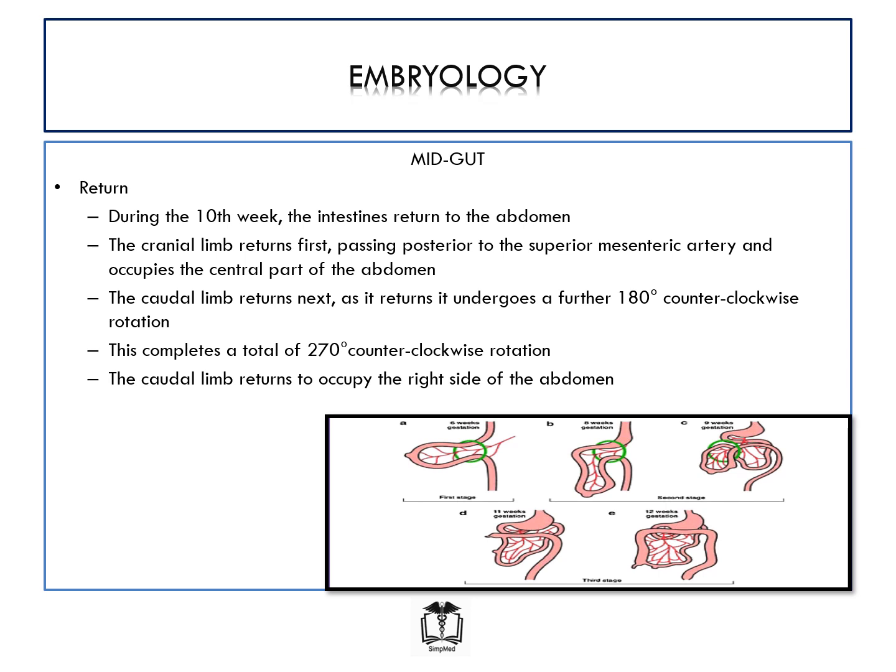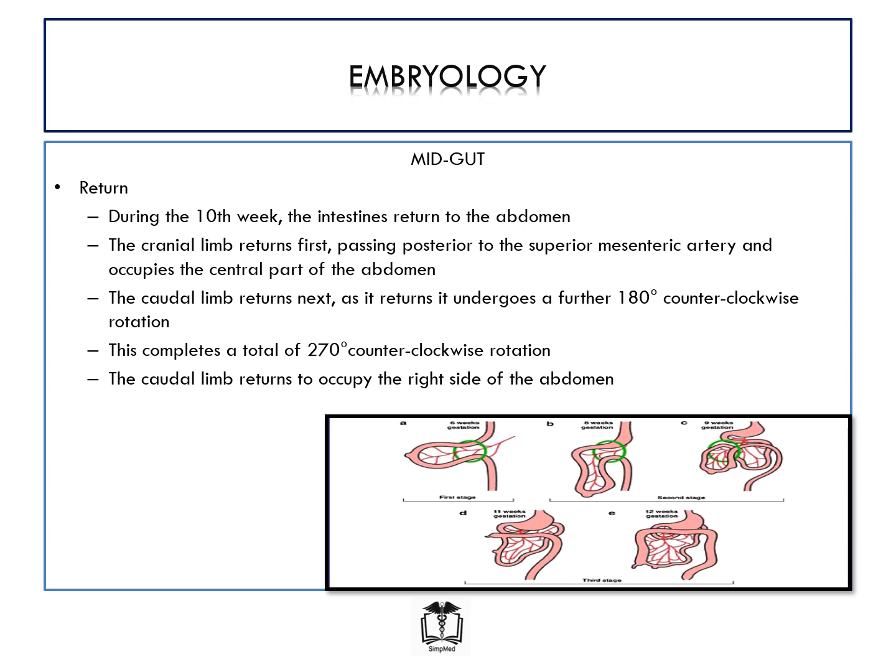So the caudal limb returns next, and as the caudal limb is returning towards the abdomen, it undergoes a secondary rotation. The first rotation occurred while it is present within the umbilical cord, so both the cranial and caudal limb rotated. But when the caudal limb is returning back, it tends to have its own unique rotation, and that rotation is about 180 degrees counterclockwise. So in total, we say that the entire midgut rotates 270 degrees counterclockwise.